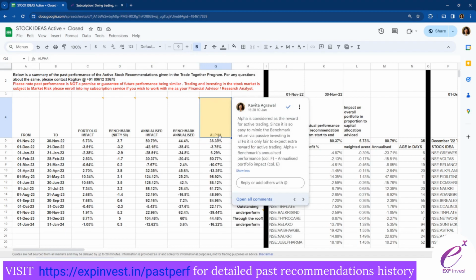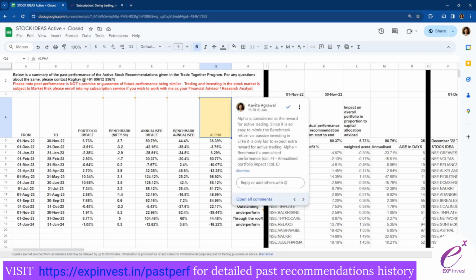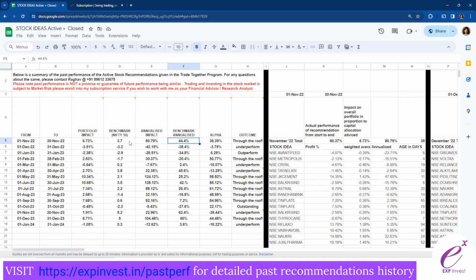If you're wondering what alpha is, the explanation is also mentioned here. Alpha is simply the returns that we've generated above the benchmark. Because remember, in the stock market, you can effortlessly earn the same returns as generated by the benchmark Nifty 50 by simply investing in an index fund.